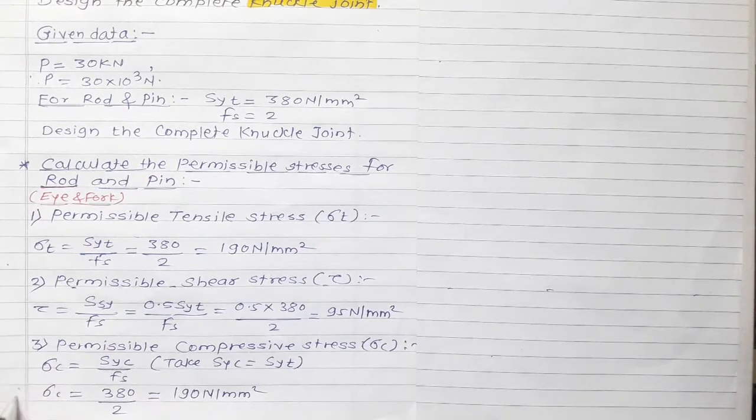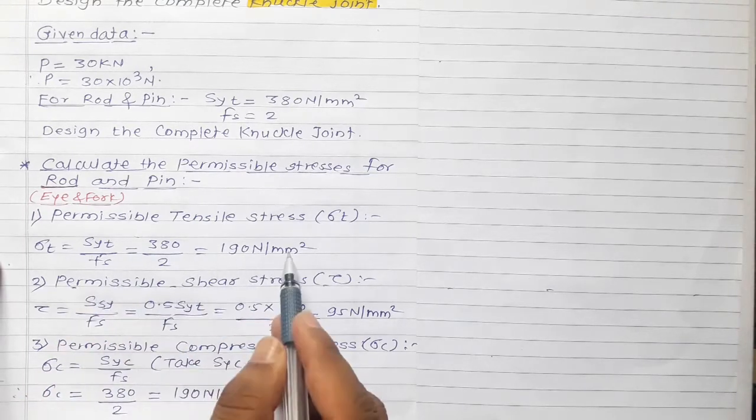Okay, so this is the important point. While calculating the permissible compressive stress sigma c, the SYC is required, and if the SYC is not given in the problem, then we can take SYC is equal to SYT for this particular case of knuckle joint, and hence we can get the value of this sigma c, that is permissible compressive stress, as 190 Newton per mm square, which is same as that of permissible tensile stress.